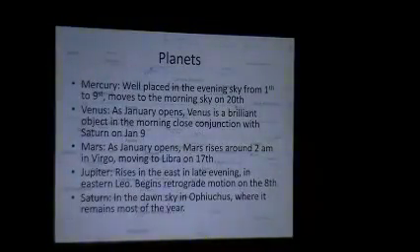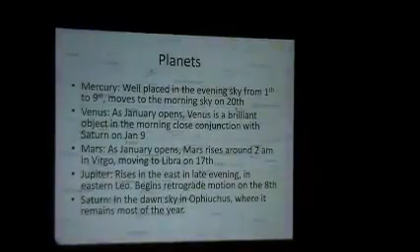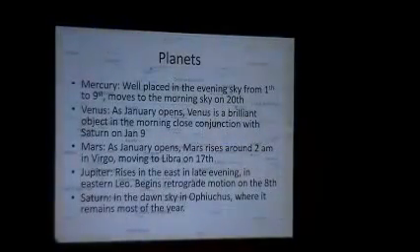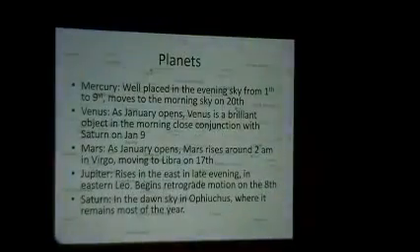Mars will start to show up at the beginning of January. It rises around 2 a.m. in the morning in Virgo, and moves to Libra on the 17th. Next we have Jupiter, which rises in the east in the late evenings and begins its retrograde motion on the 8th. Of course, Saturn is in the dawn in the morning, which I'll show you exactly.